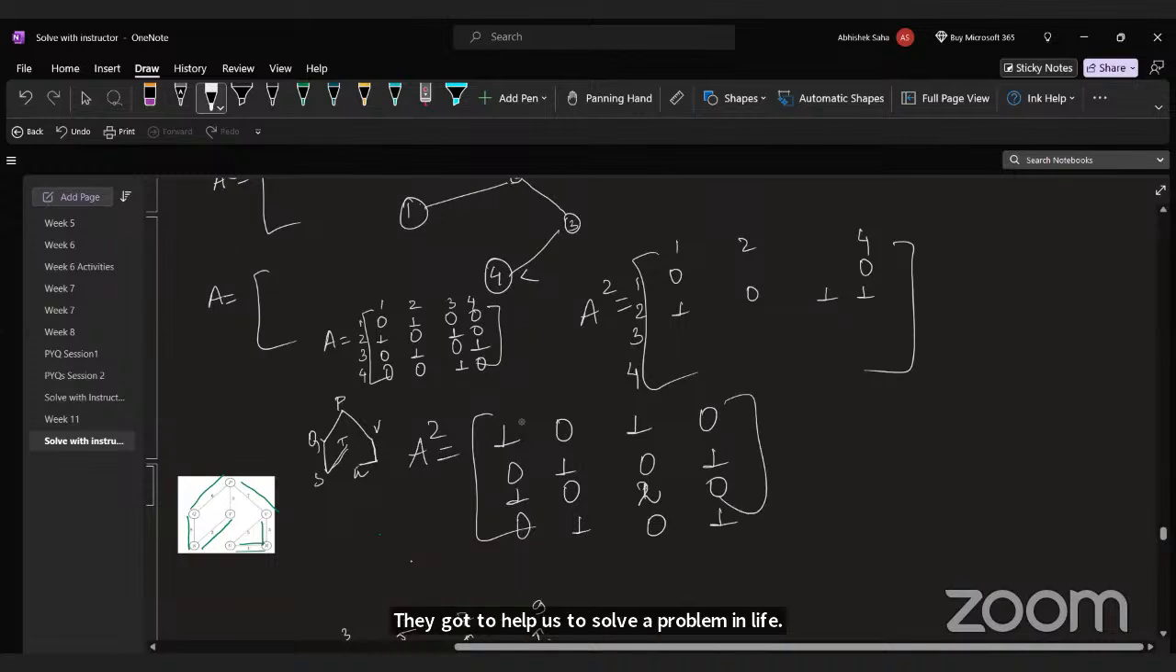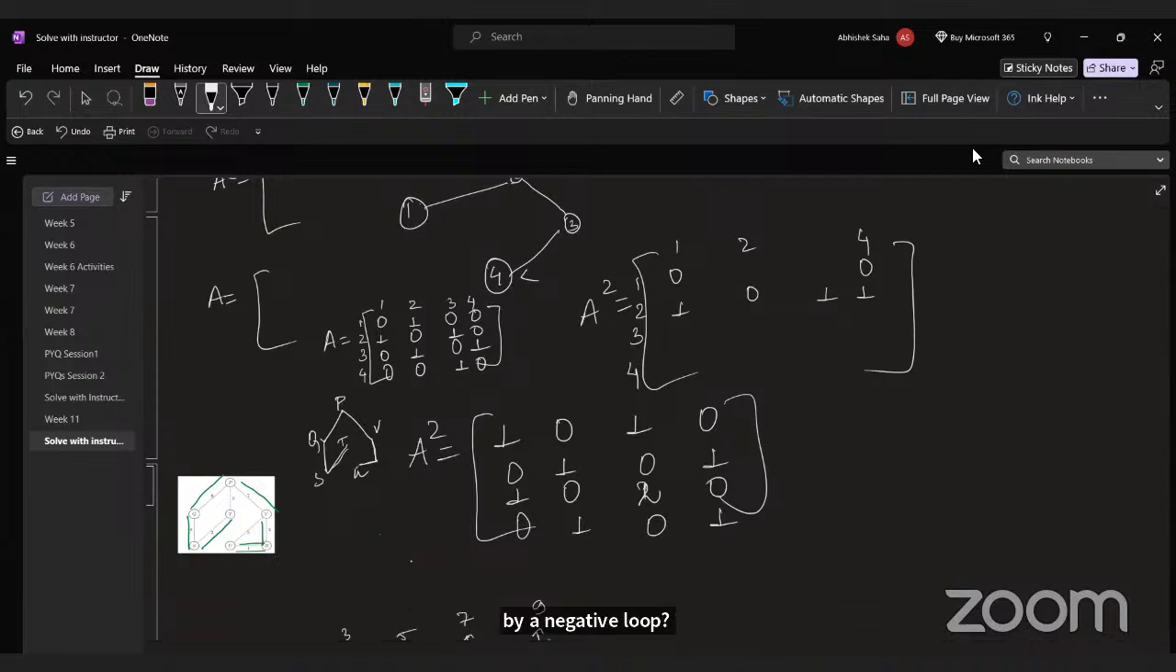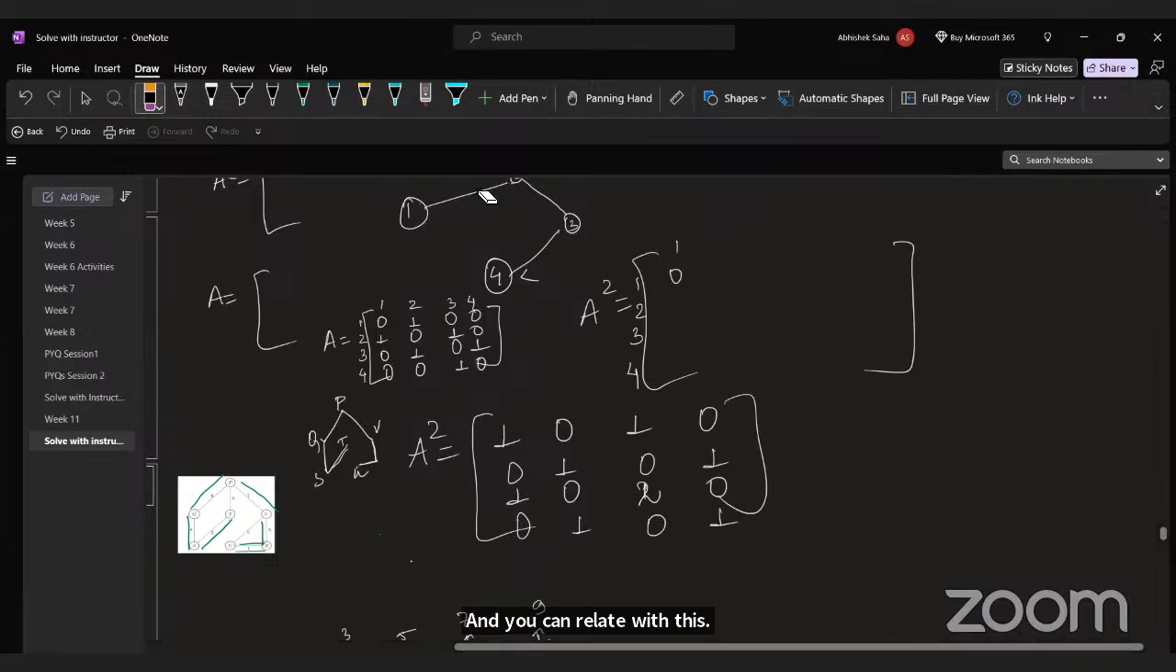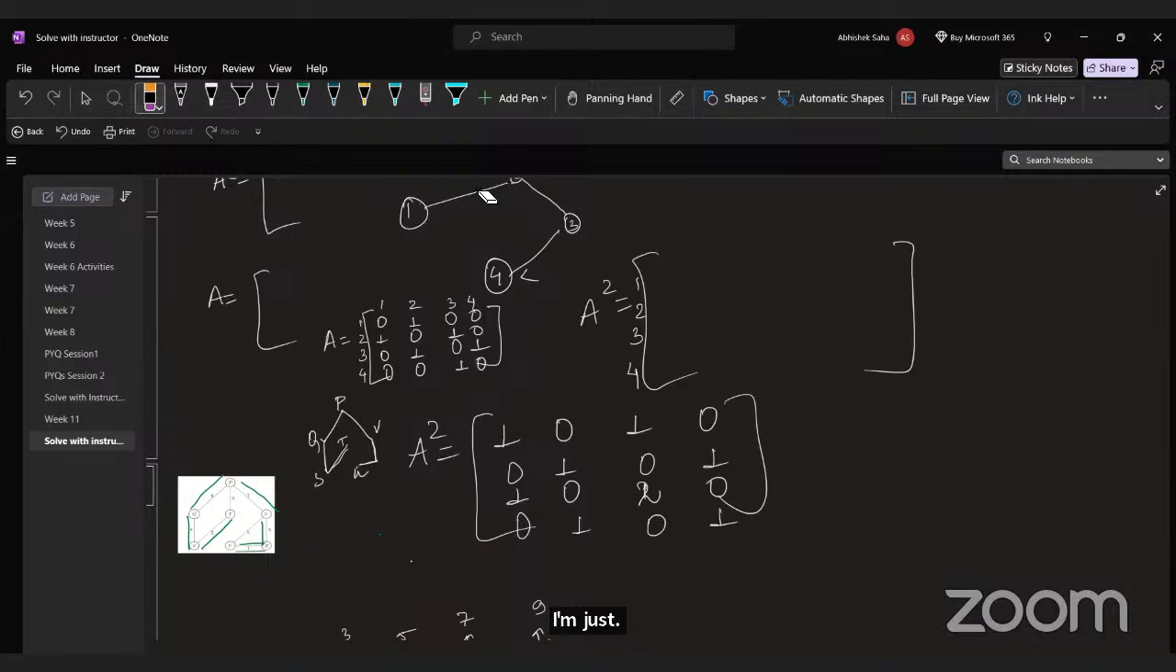I would suggest every one of us start thinking like this. What do you mean by a negative loop? Does it exist? In which situation? So this is your A square. If you multiply this matrix, this is your A square, and you can relate with this. I know. I've been involved in this to see how my future generation is going to come up. That's why I'm talking.